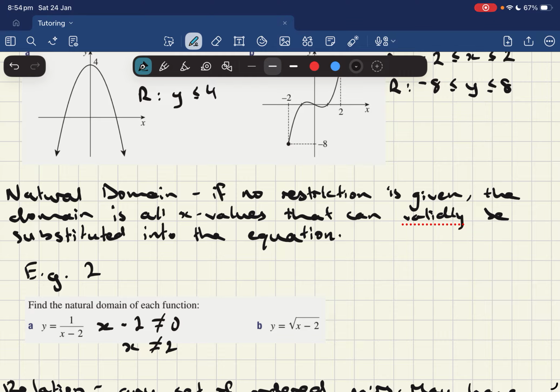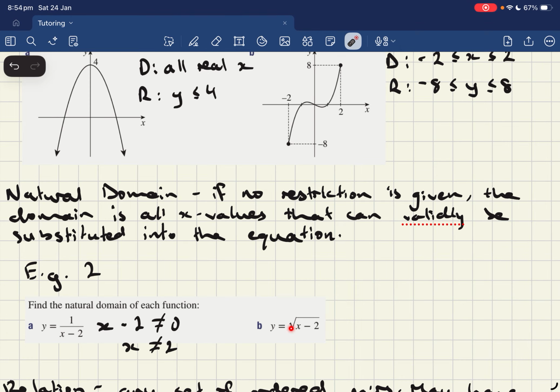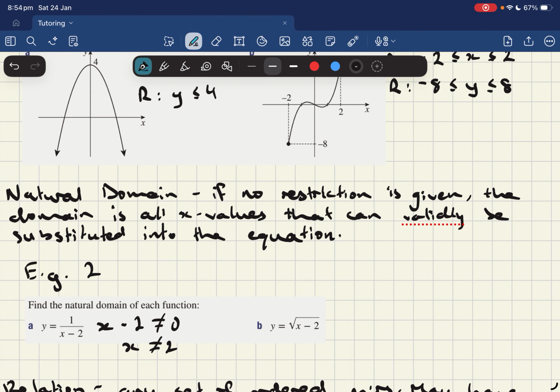Now, for the one on the right here, part B, we can't take square roots of negative numbers. So the number under the square root sign can't be negative. So we know that x minus 2, this thing under our root, has to be greater than or equal to 0. Because remember, we can take the square root of 0, but we can't take the square root of anything less than 0. So rearranging this inequality, we get that x is greater than or equal to 2. So this is the natural domain of each of these functions.